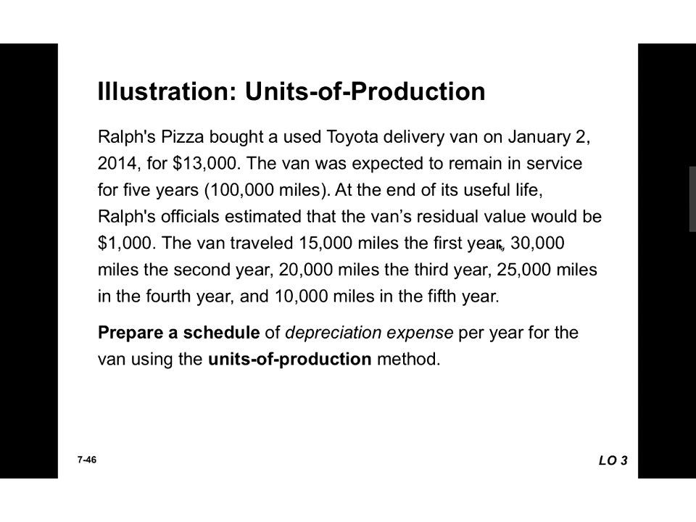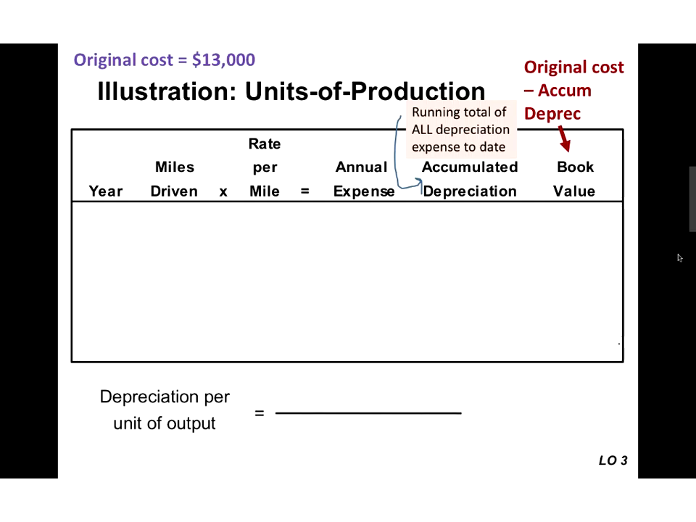So we haven't changed the dollars from the last problem. We're just putting some miles in. The van traveled 15,000 miles the first year, 30,000 the second, 20,000 the third, 25,000 the fourth, and 10,000 miles. So all those miles add up to be 100,000. So now it's saying let's prepare a schedule of depreciation expense per year using this units of production method. Okay, so those are our facts, and this is the second problem on the one page of the handout. Okay, so what I'm going to do is I'm going to show you how you calculate this. So you have the table with all the end numbers.